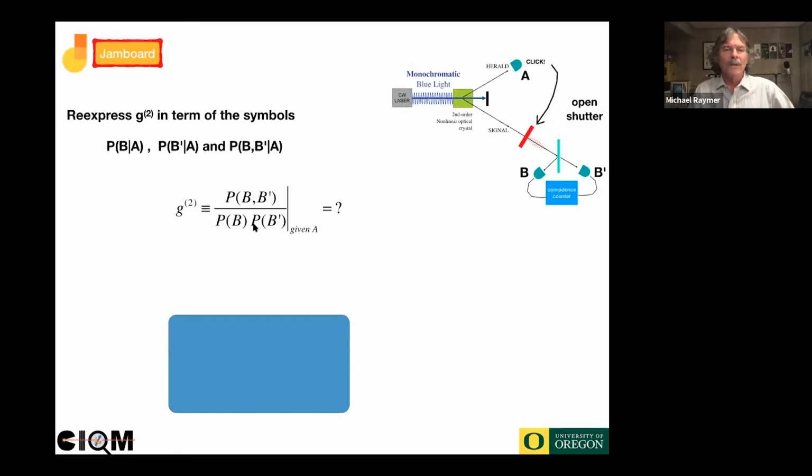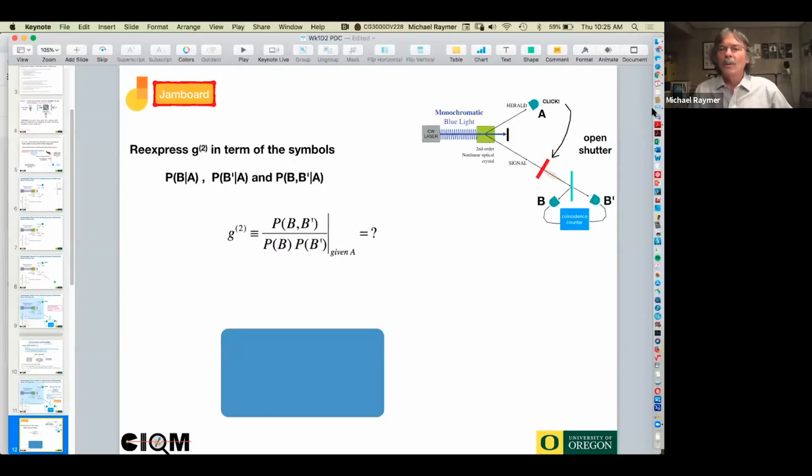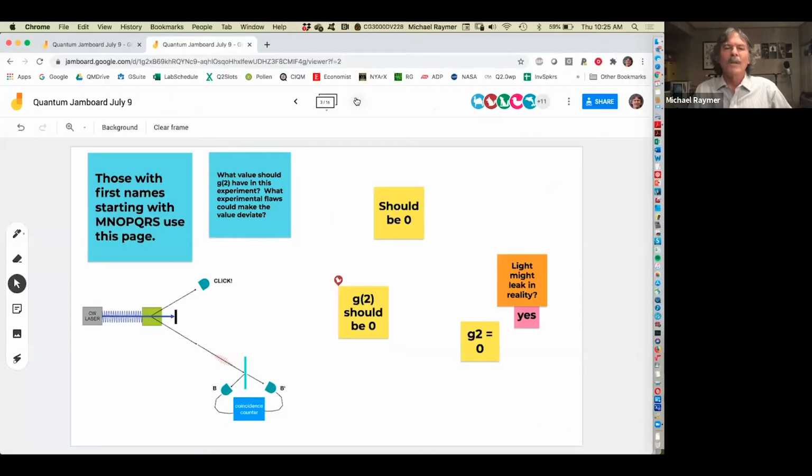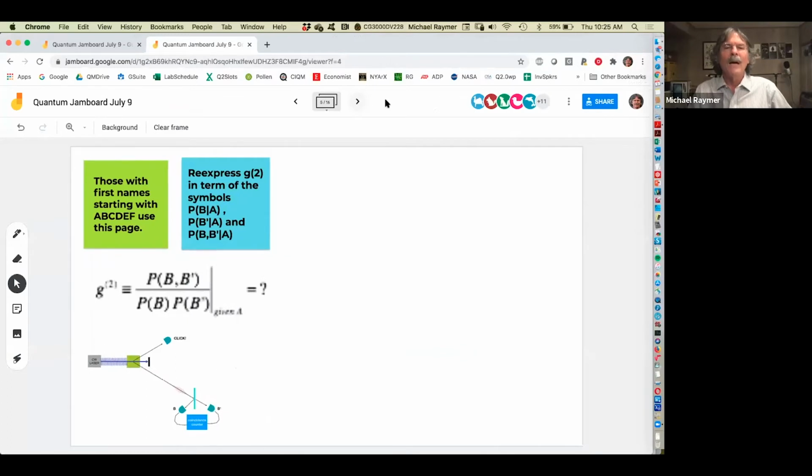So here's the expression for G2 again. And now here's another Jamboard question. Re-express G2 in terms of these symbols. So I wrote this in a kind of a more intuitive way, just said given A, we have these probabilities. But now I want to rewrite G2 as a ratio involving these symbols. So please go back to the Jamboard. And now go to the next set of questions, which starts on page 5, 6, 7, and 8.